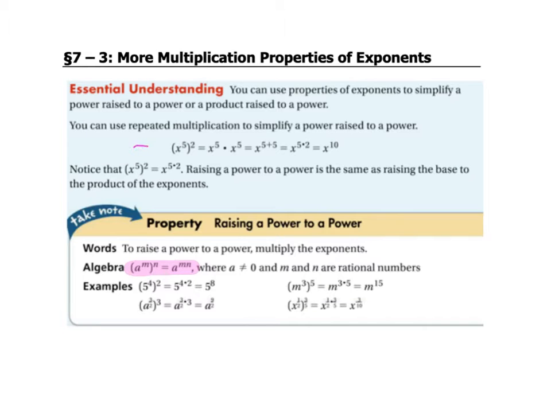So let's go up here into the blue section and take a look at this example, x to the fifth squared, which I hope you realize means x to the fifth times itself. And since we already know a rule to help us simplify that, that was our product rule yesterday, that is x to the 5 plus 5 power, which is the same as 5 times 2, which gives us x to the 10th power.